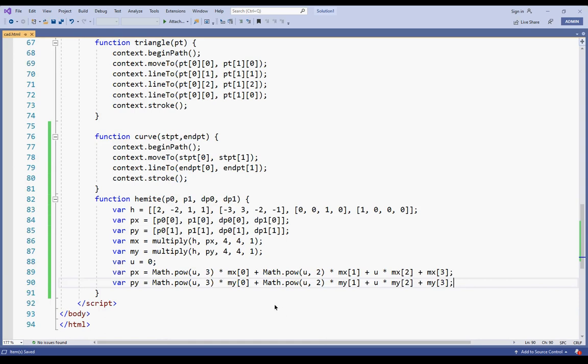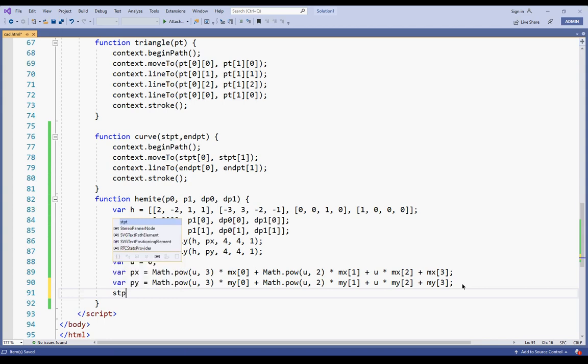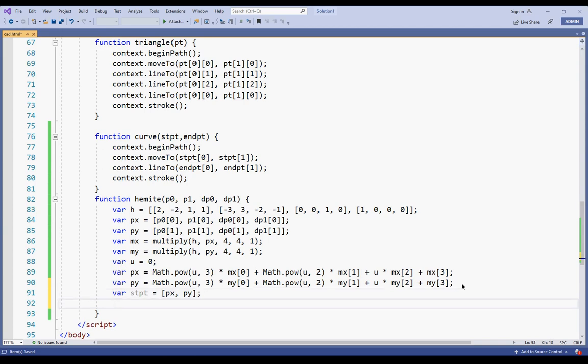So now we have to create a start point. I create a start point equal to px comma py. I'll just define this as a var and it will be an array. So this is my start point which I have created.